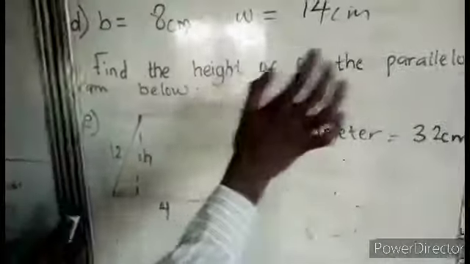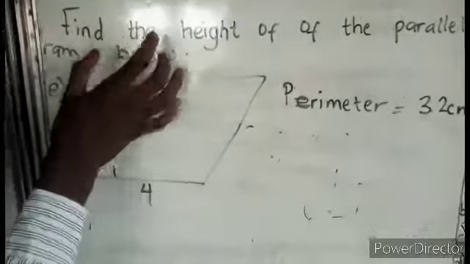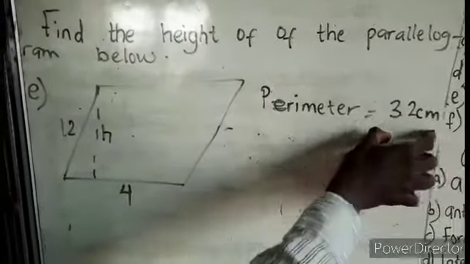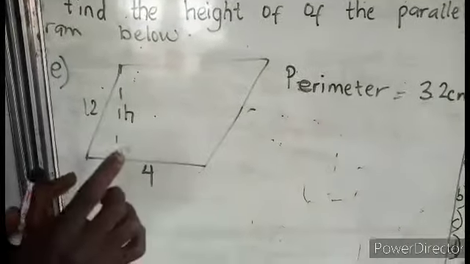Now find the height of the parallelogram below. In this case, we've been given the perimeter to be 32. So you have to look for the height.